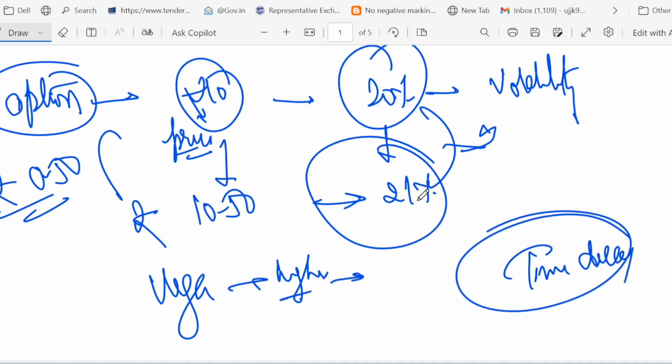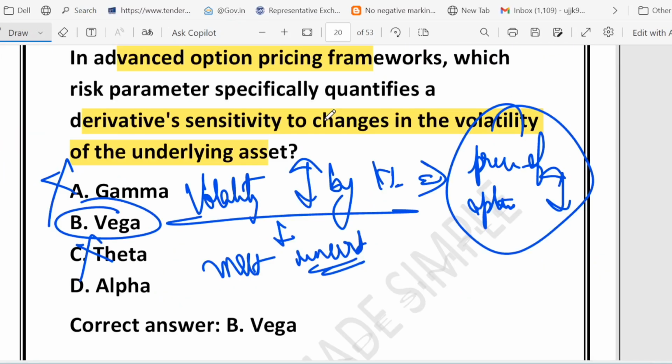But again, this is about time. This is not about volatility, because in this particular question, it is centered around volatility. The question is asking you about volatility. So theta is not the answer. What about alpha? Alpha measures the excess return compared to the market benchmark. I think we have done one question based on it previously. So you must know all these parameters.